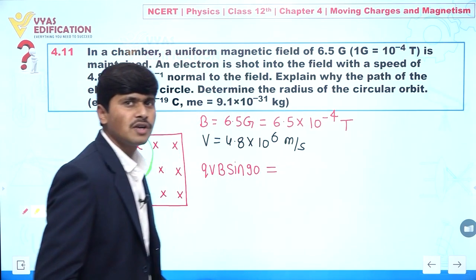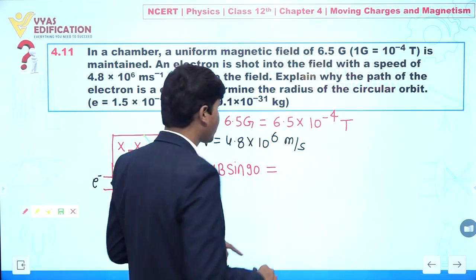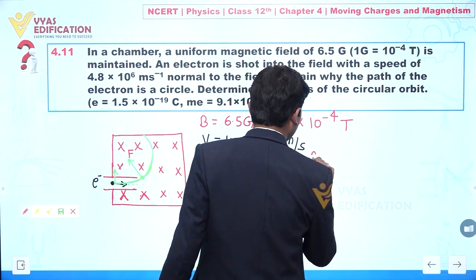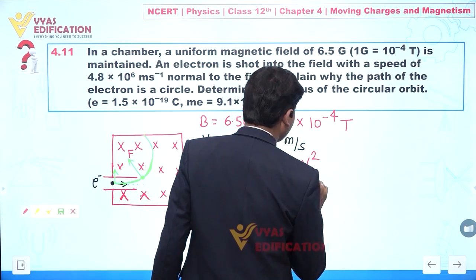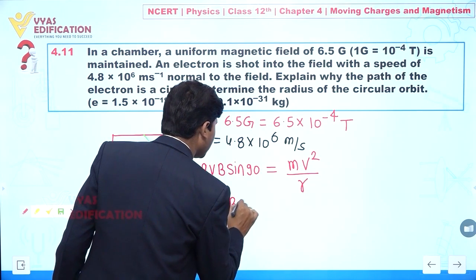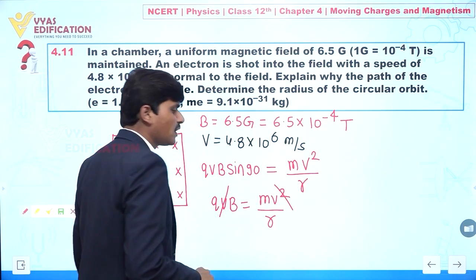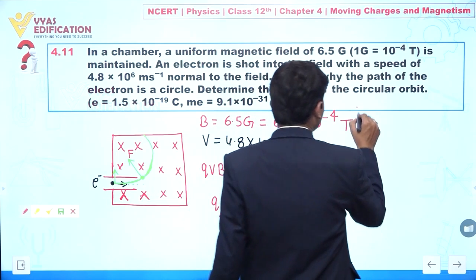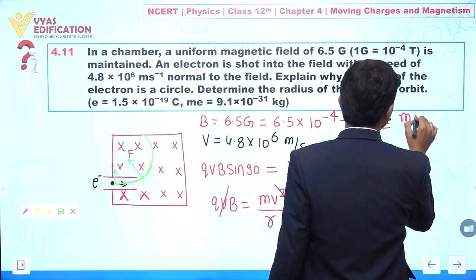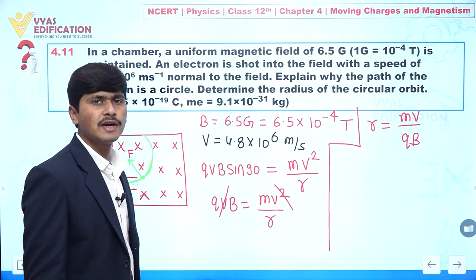Whatever force is acting here provides the necessary centripetal force, so this is equal to mv² divided by r, where r is the radius. So qvB equals mv² by r. The v and v cancel out, and from here we can write r is equal to mv divided by qB.